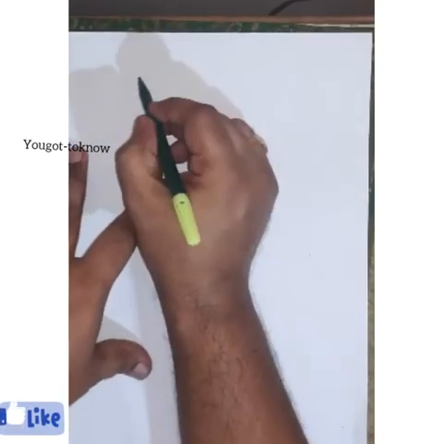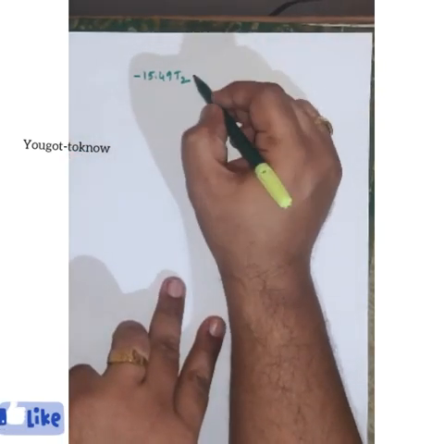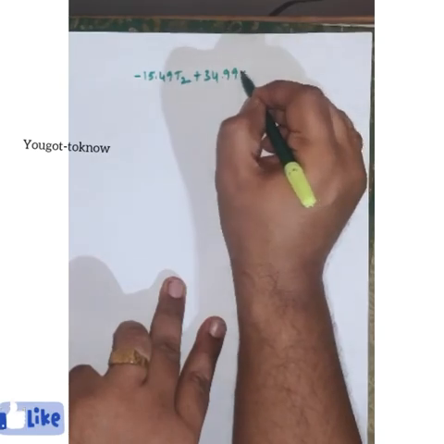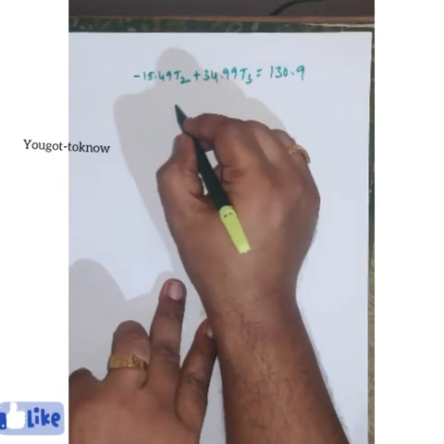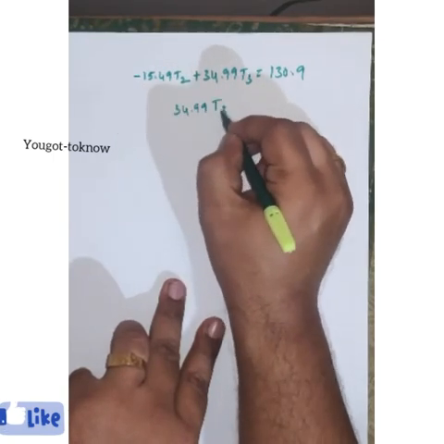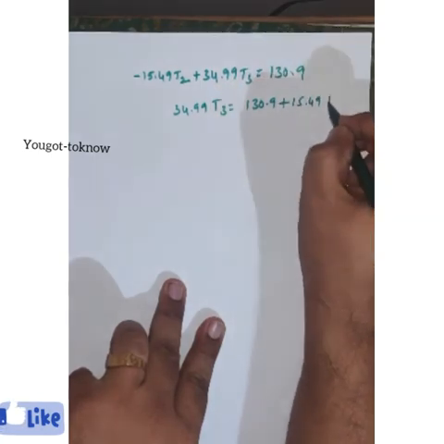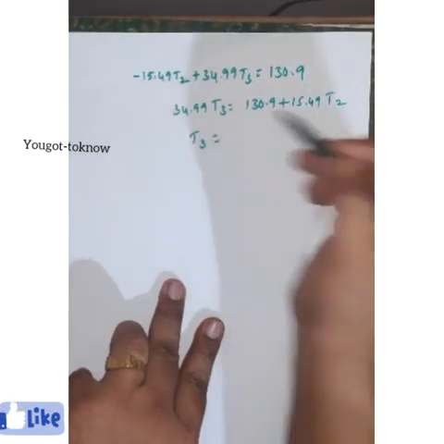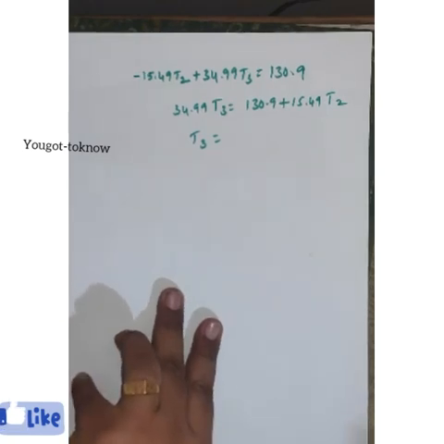Substitute in any of the equations. I'm going to use equation number 2. That is minus 15.49 into T2 plus 34.99 into T3 equals 130.9. Now this becomes 34.99 into T3 equals 130.9 plus 15.49 into T2. Now if you calculate T3, just observe here: 130.9 plus 15.49 into the T2 I got, that is 39.65.